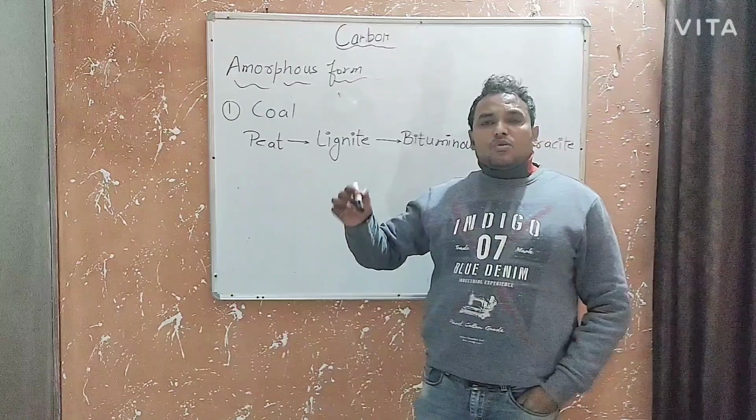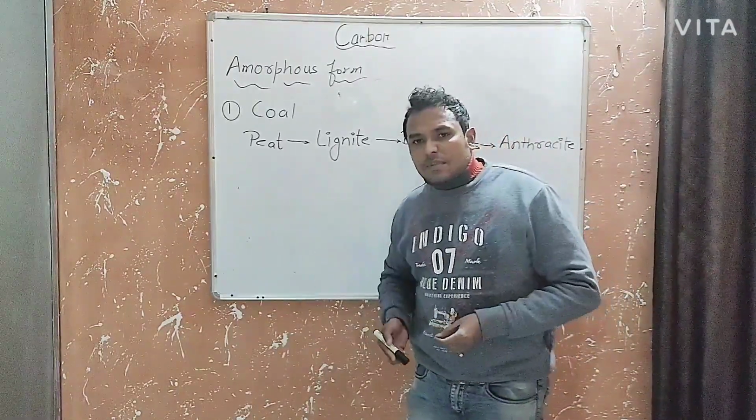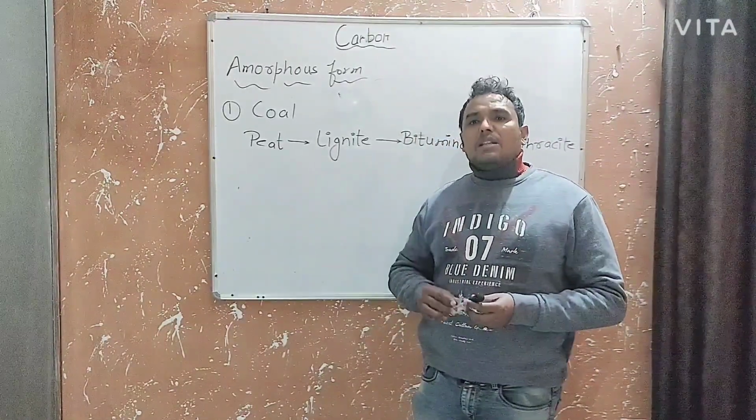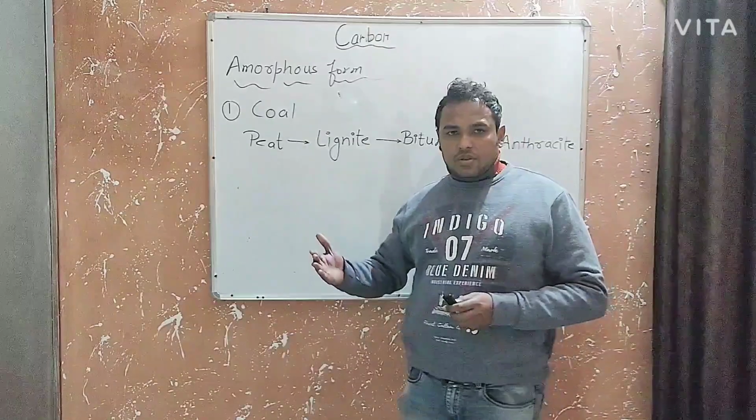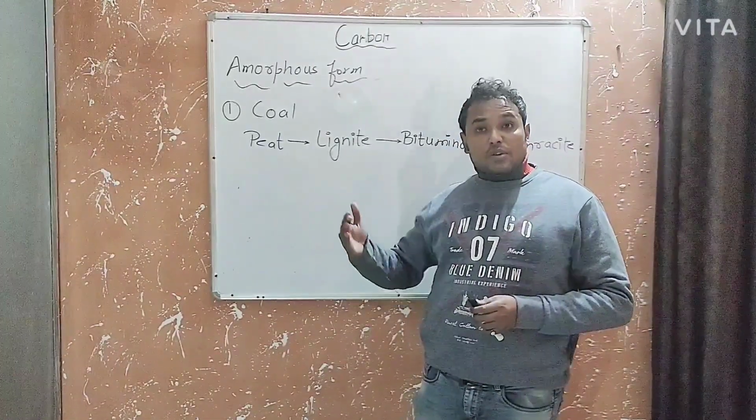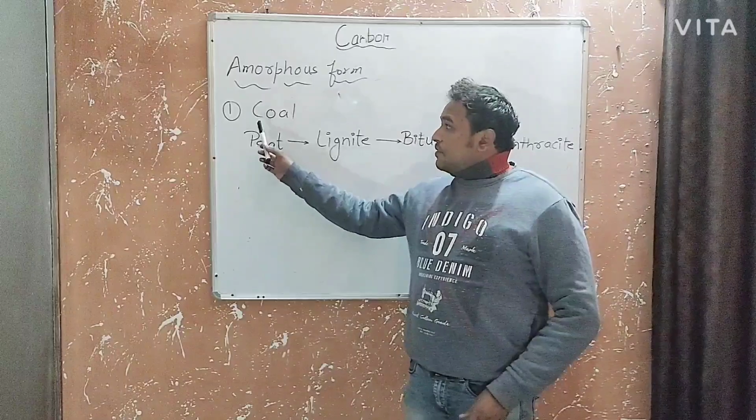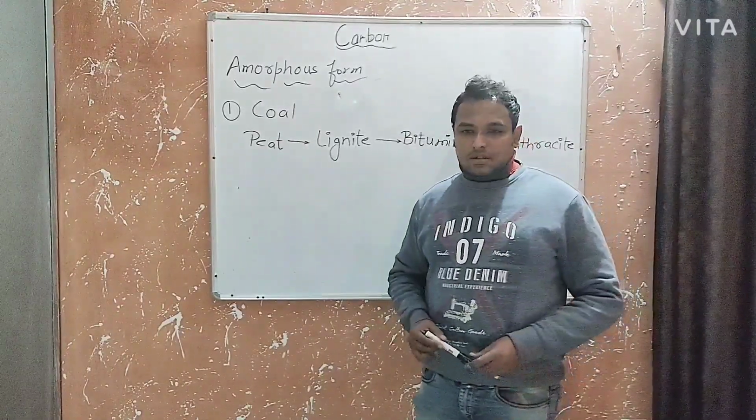The form which does not have a particular geometrical shape is called amorphous form. And there are a number of compounds which are amorphous. We are going through the first one. Coal is the first amorphous form of carbon.